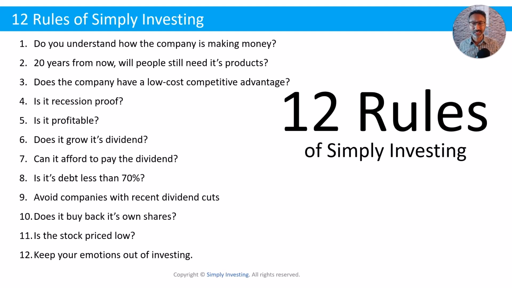Rule number 8, is the debt 70% or less? Rule number 9, we want to avoid any company with recent dividend cuts. Rule number 10, does it buy back its own shares? Rule number 11, is the stock priced low? Is it undervalued? Right, that's important. And rule number 12, keep your emotions out of investing.